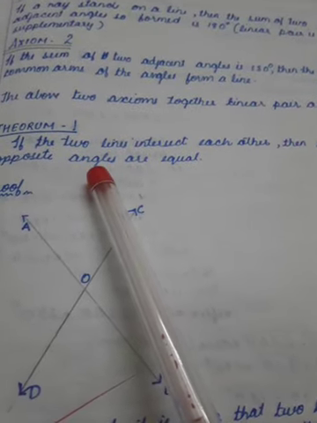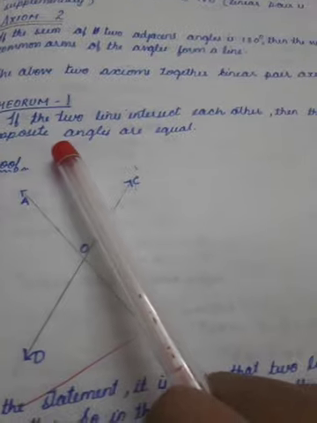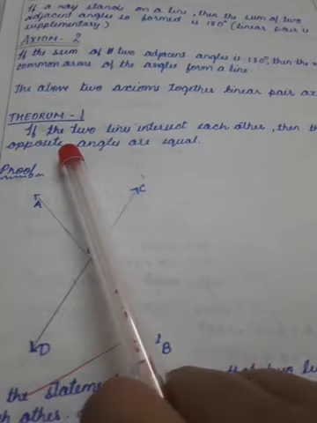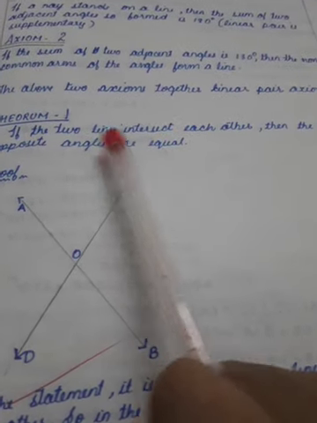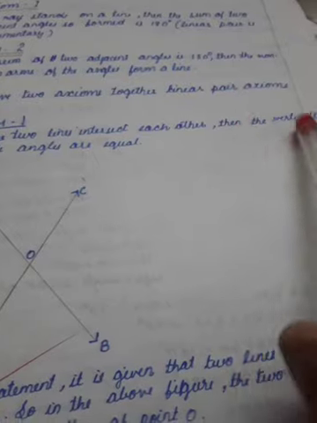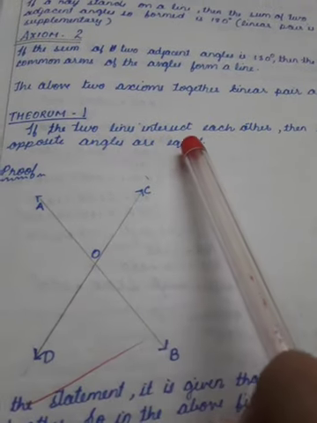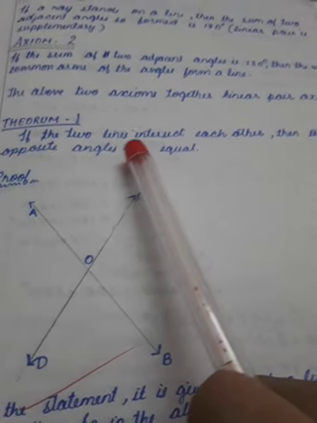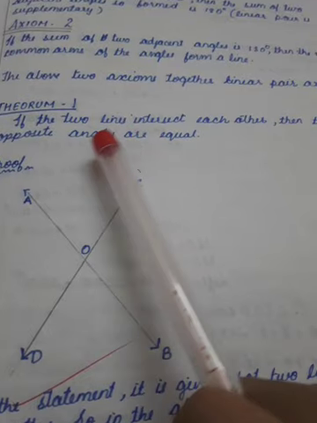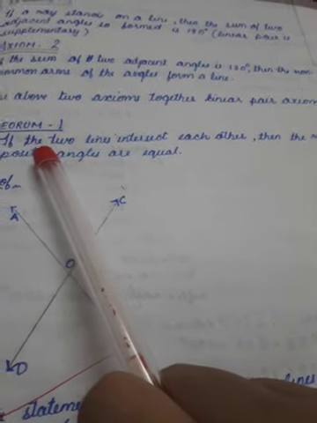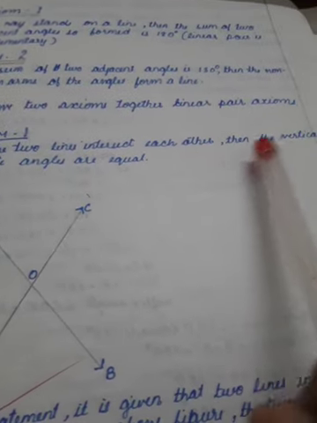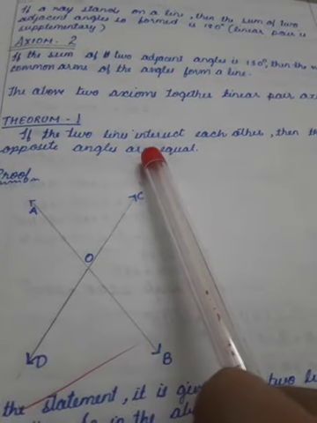Now theorem 1. This also you already studied in the 8th standard as a statement. If two lines intersect each other, then the vertically opposite angles are equal. This is the theorem about vertically opposite angles. So if we need to state the vertically opposite angles theorem, then you should state this.